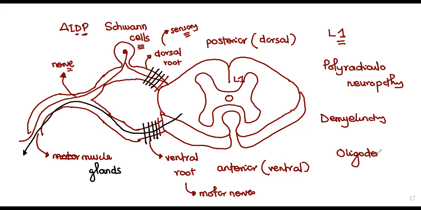So when it comes to myelin sheath production, in the central nervous system, it is done by the oligodendrocytes. But in the peripheral nervous system, it is done by the Schwann cells. That was just by the way to remind you not to forget.